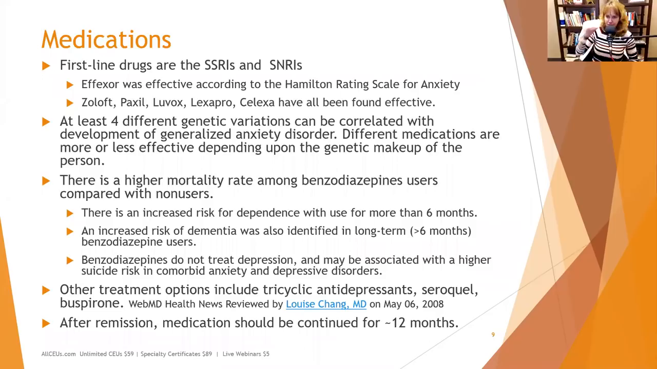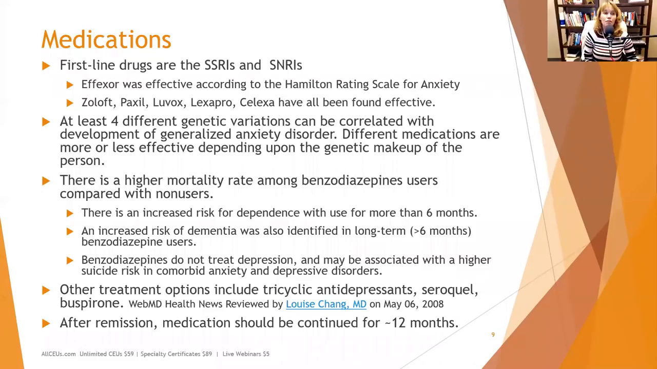Now, like I said earlier, a lot of the research pre-5 years ago had been done on medications, and Zoloft, Paxil, Luvox, Lexapro, Celexa, and their generics have all been found to be effective at treating anxiety in certain people. No one medication works for everybody. In the last 5 years, Effexor has come on the radar, and it has been found effective according to the Hamilton Rating Scale for Anxiety. So that's another one to consider if clients are not getting the treatment effect that they need on some of the other medications.